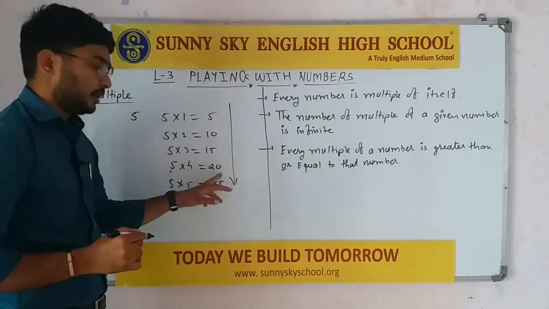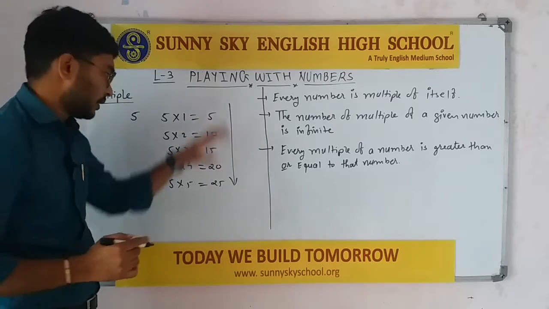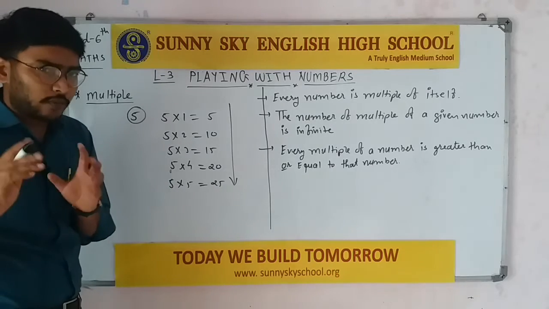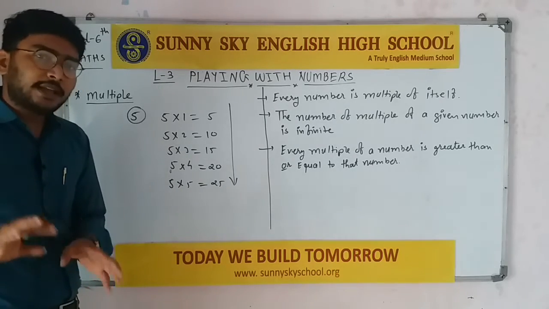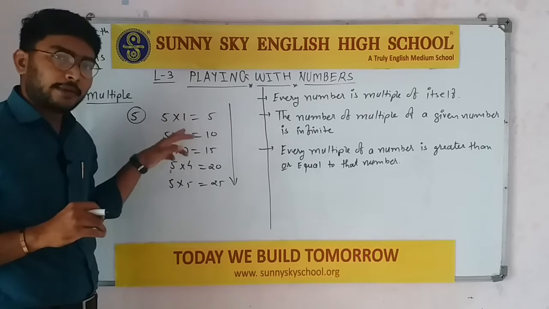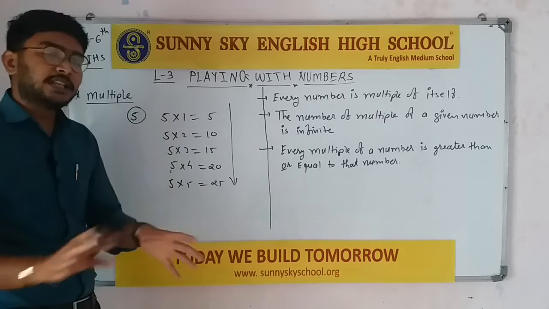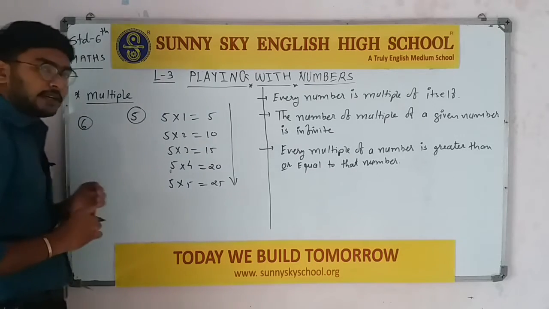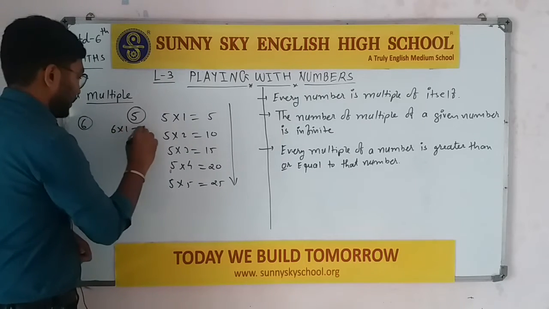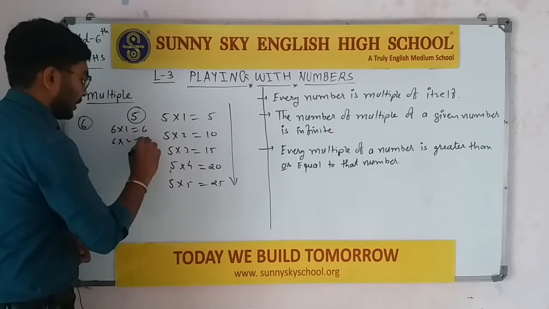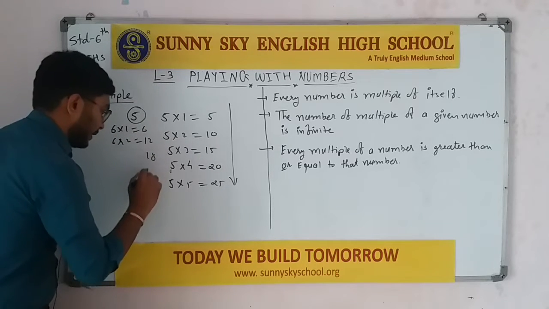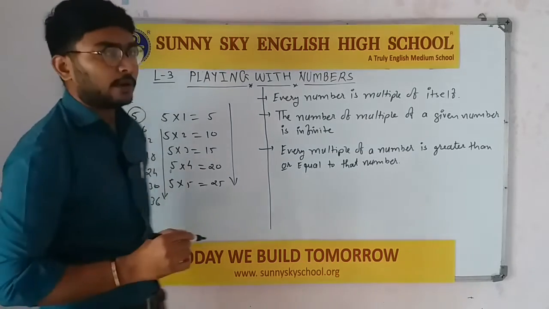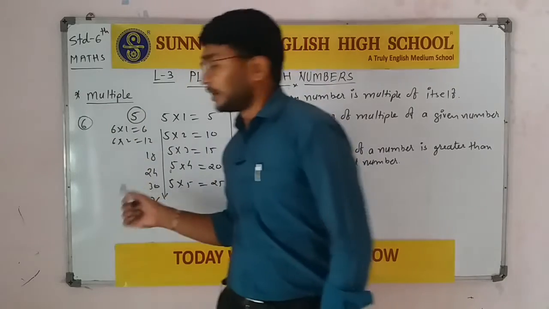These are the multiples of 5: 5, 10, 15, 20, 25, 30, 35, 40. It means if you want to find the multiples of any number, just multiply with 1, with 2, then 3, with 4, with 5. This way you can find the multiples. See, if you want to find the multiples of 6, then 6 times 1 is 6, 6 times 2 is 12. This way 6, 12, 18, 24, 30, 36. These are the multiples of our required number.